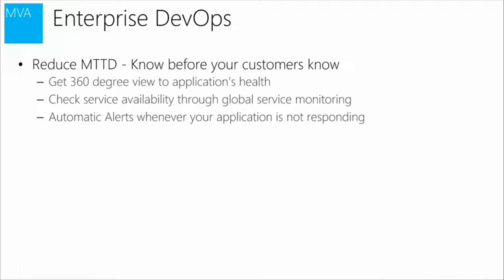The last piece around reducing mean time to detection is understanding that we need to have automatic alerts whenever an application is not responding. There is no point having reactive monitoring. We need to have proactive alerting to alert the relevant personas that are involved with that key area of the application that might be having an issue.